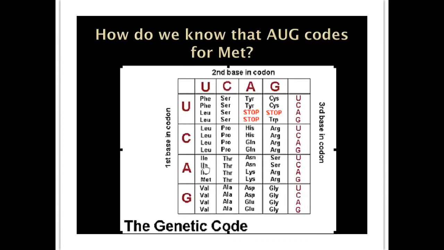For me to know which of these amino acids I use, now this third base in the codon, I'm going to see that it says UCAG. Since G is my third position, then I know I want to be here. So I'm going to go back to that box, MET or methionine. That's what AUG codes for.